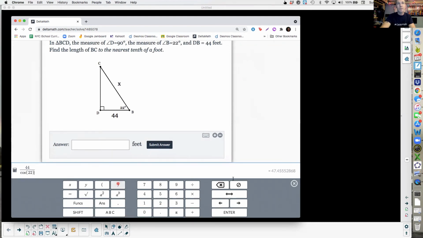Close my parentheses. There's my answer there, 47.45, and I need this to the nearest tenth. Well, here, since this number is a 5, I'm going to round that up, so that's 47.5. Let's go ahead and plug in our answer. Hopefully that's right.